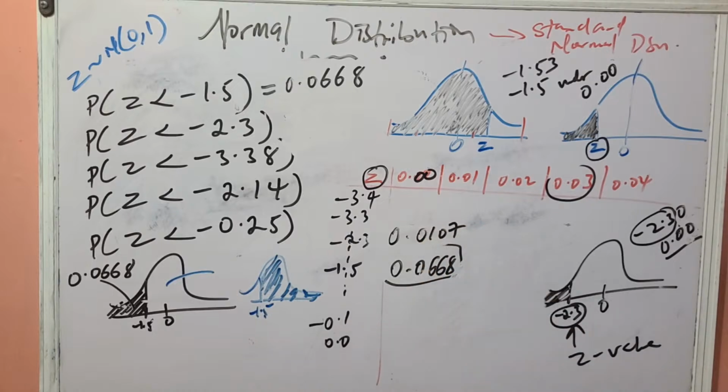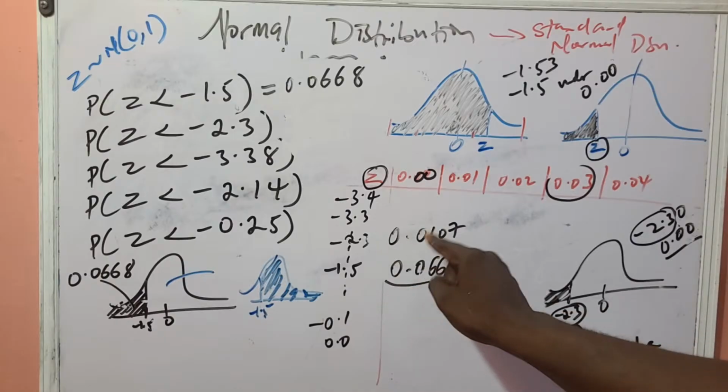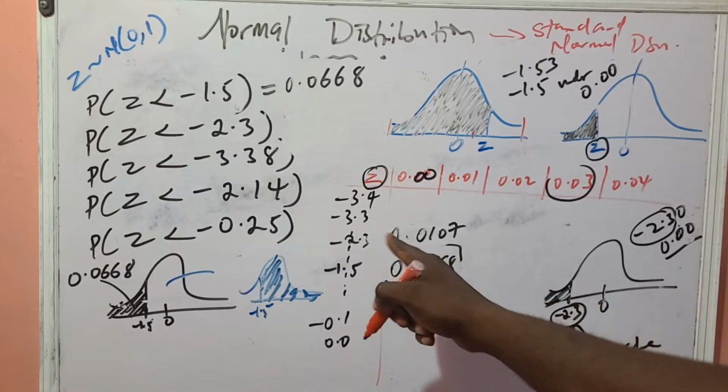If you look at minus 2.3 under 0.00, you will see 0.0107. That's what you're going to see. Minus 2.3 under 0.00 is 0.0107.